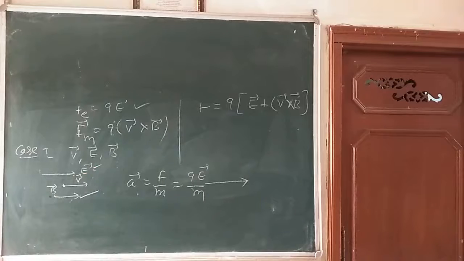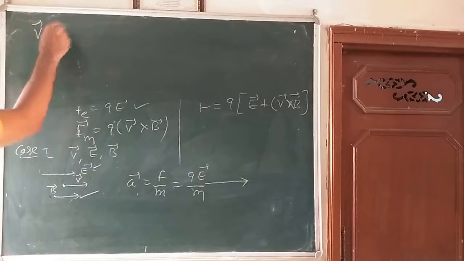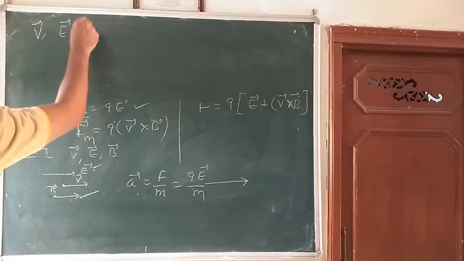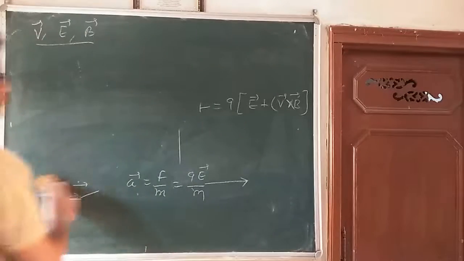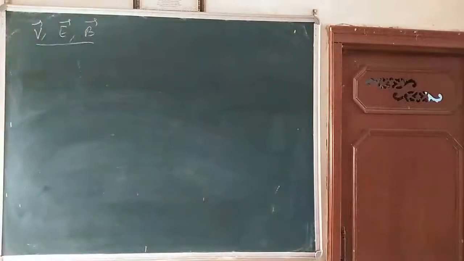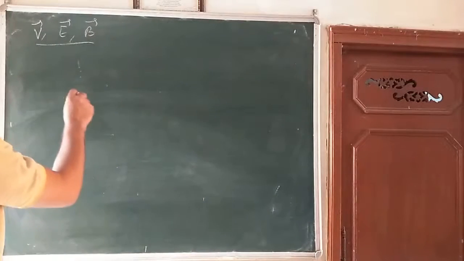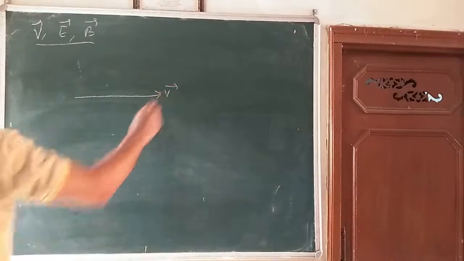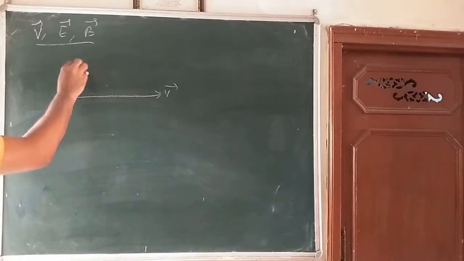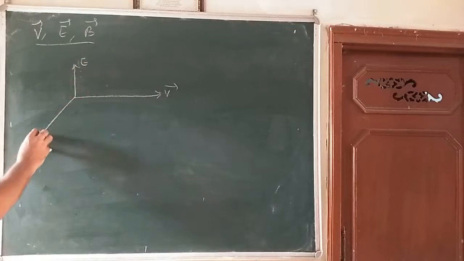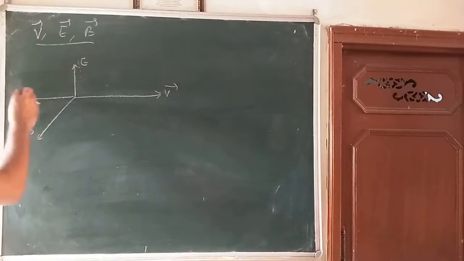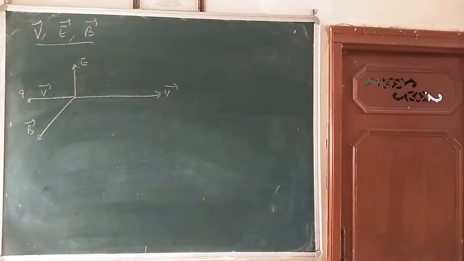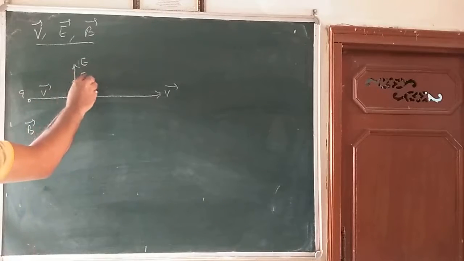Case second, when V, E and B are all perpendicular. All are perpendicular. Now let us see how it is. Suppose the charged particle is moving with a velocity V, the electric field acting over here is E, the magnetic field acting over here is B. The charged particle q is moving with a velocity V. The electric force acting over here is Fe.